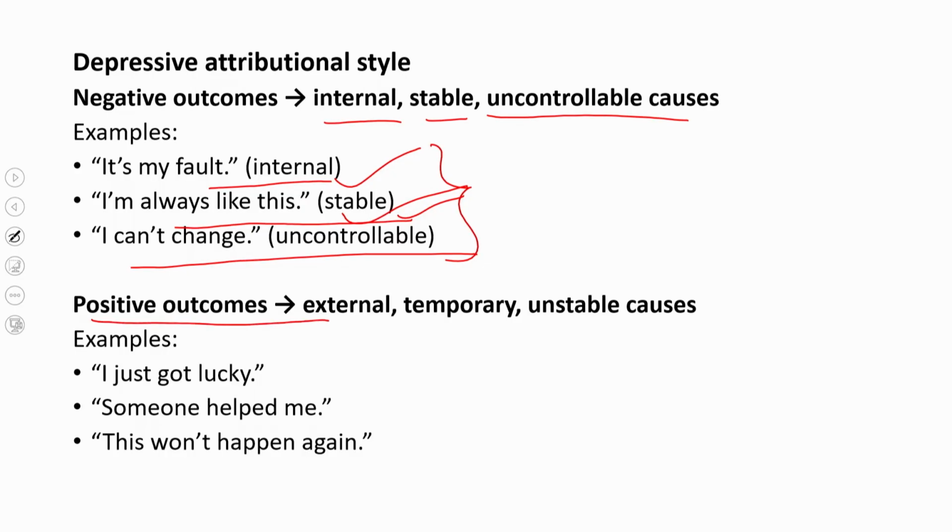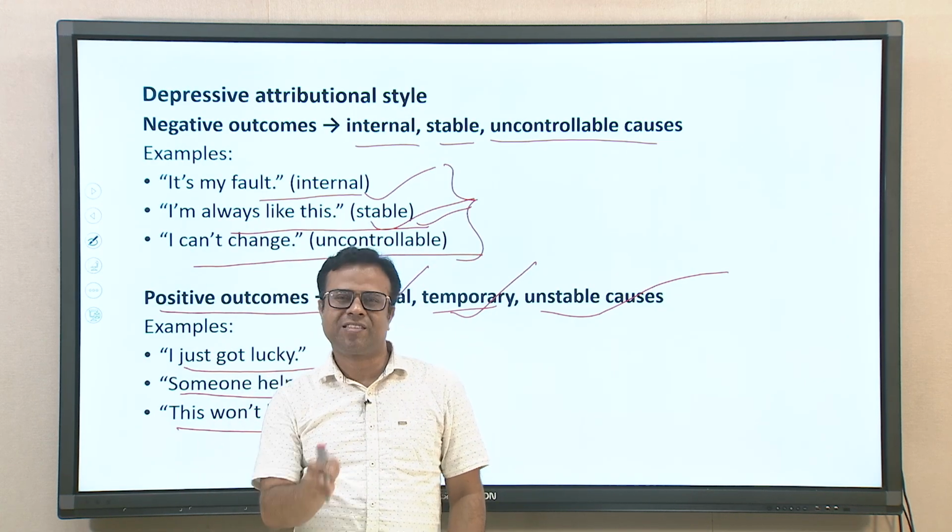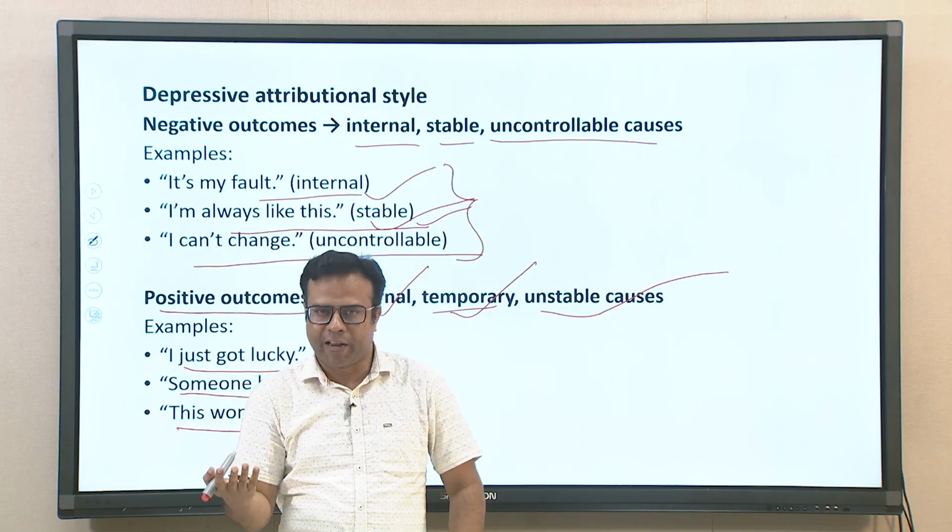In case of positive outcomes, they will give attribution to external, temporary, unstable causes. For example, when they, let us say, succeed in something, they will just say maybe I was lucky, or maybe some situational reason, or they will say someone helped me, that kind of thing. So, they will give more situational reasons. This won't happen again. So, they will see more reasons to be sad about it. This has happened maybe by chance, it may not happen again and so on.